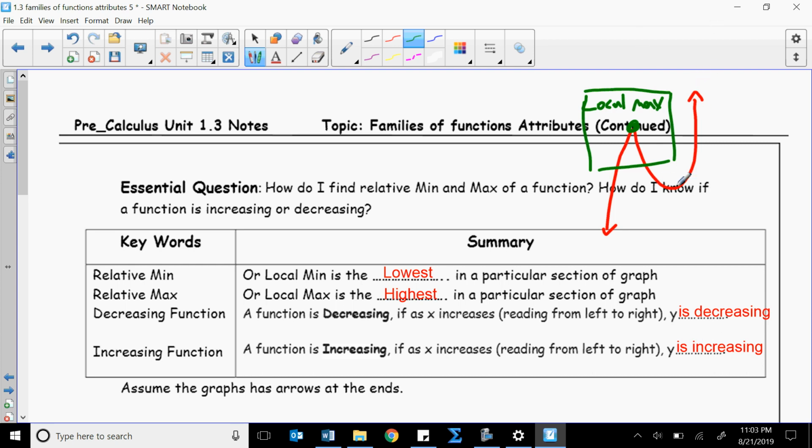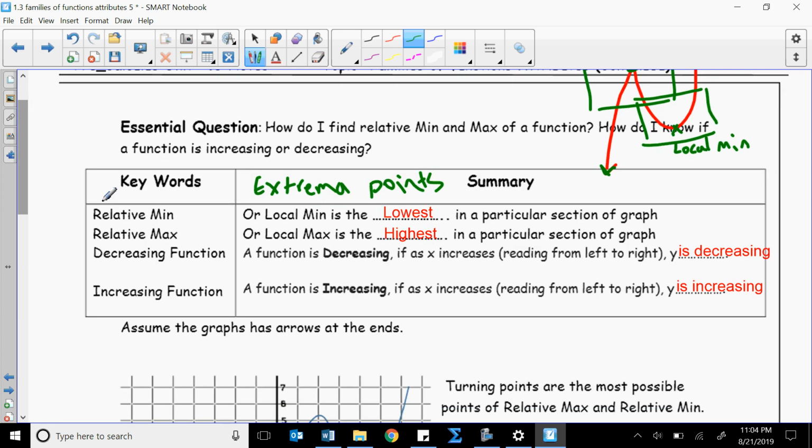The same is here. This point can be called the local minimum. Considering this area of my function, this is the lowest point of my graph, so this is called local min. And I don't consider this side because this is going forever to the down side, to negative infinity, so there is no specific minimum point for that. So these points are called local min and max. They also are called extrema points.